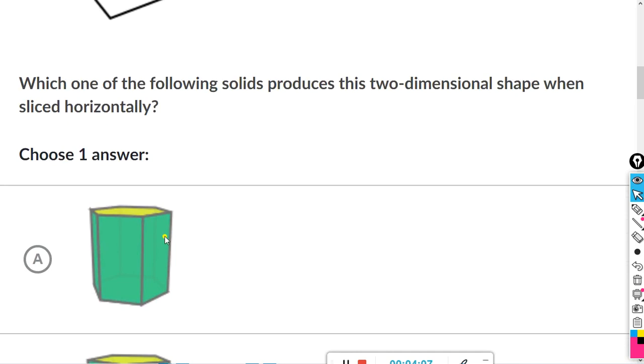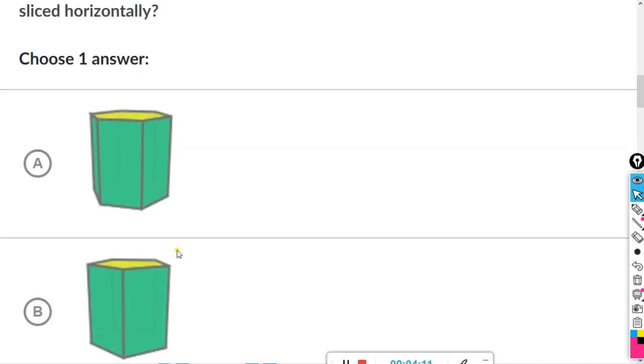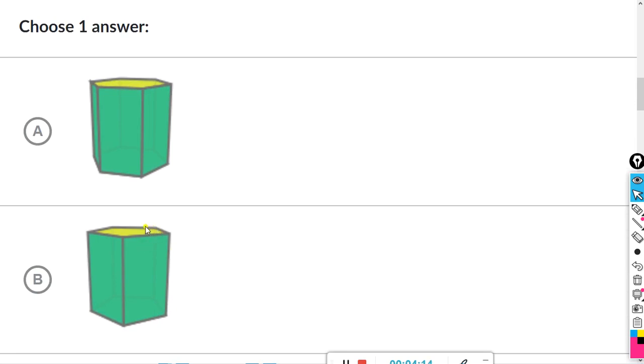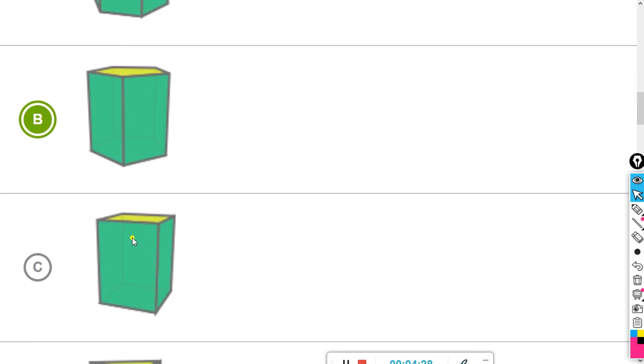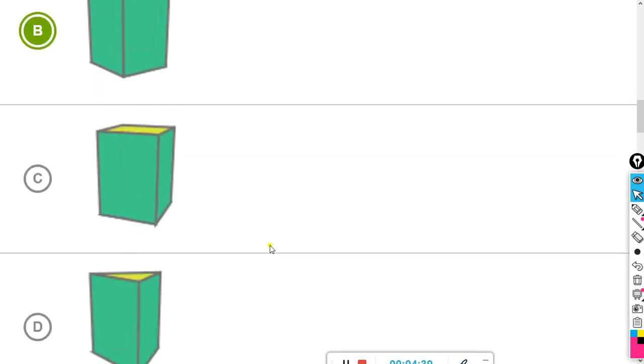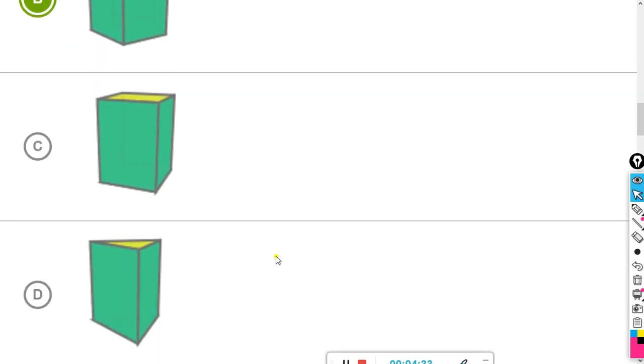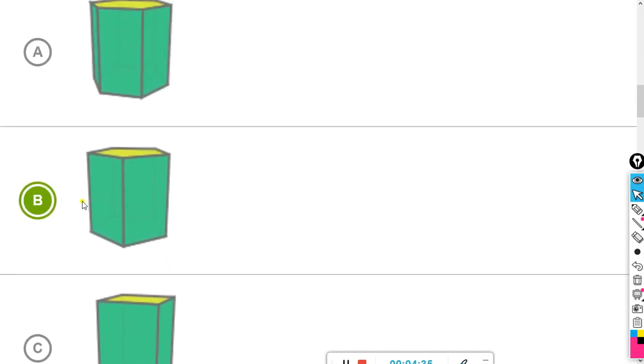So let's look. This one here has 1, 2, 3, 4, 5, 6. It's not A. Answer B, 1, 2, 3, 4, 5. I'm counting the sides on the top. That's answer B. It has 5 on top, and you can kind of see through here it has 5 sides on the bottom as well. Just to make sure, C, definitely not. This is a rectangle, top and bottom. And D has a triangle on the top and bottom. So it's definitely B because of the pentagonal bases. This is a pentagonal prism.